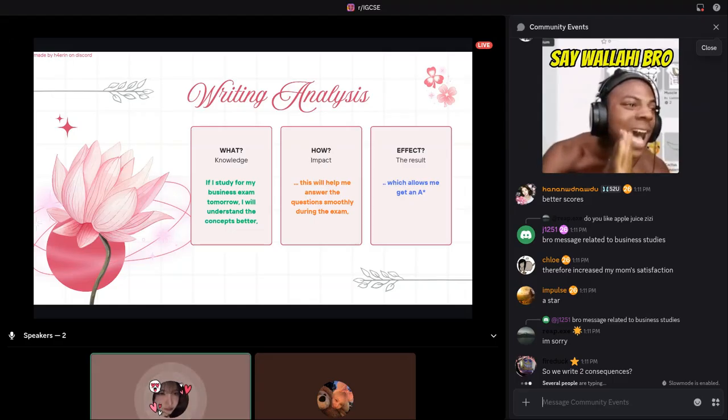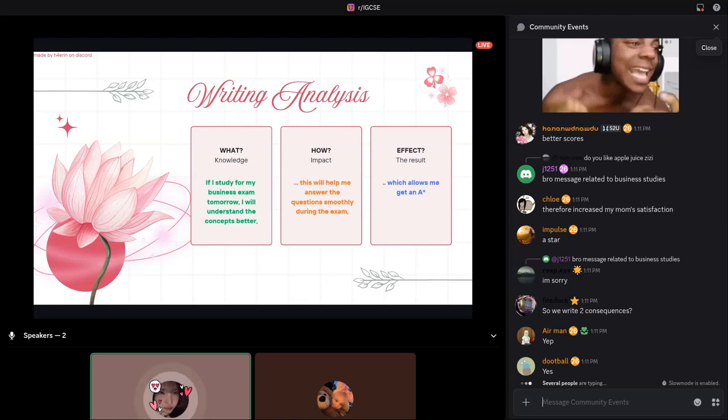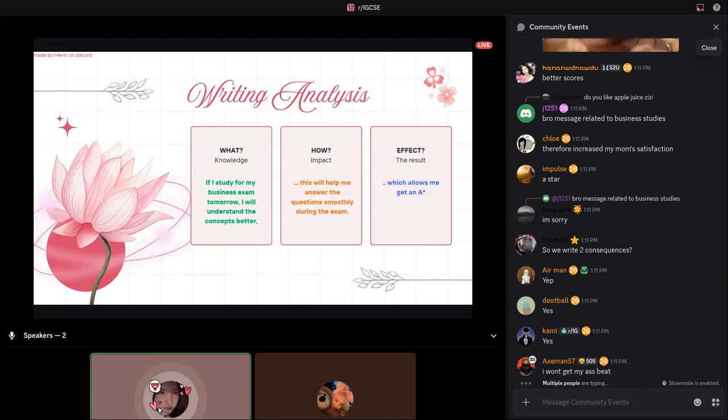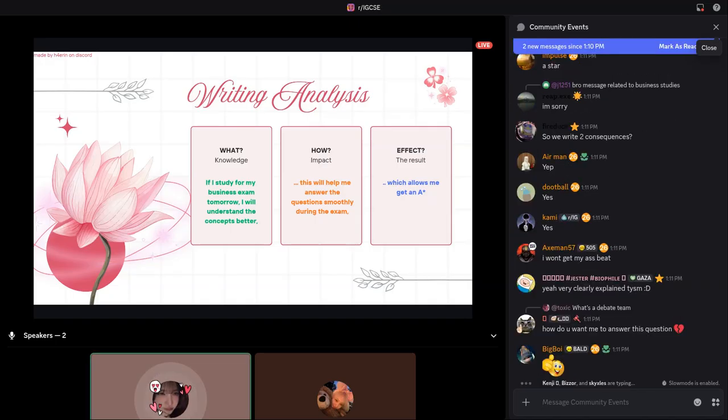Does this clear up analysis for everyone? Yes, because in 8 marks, you would need further analysis. Using further analysis in 12 marks is also recommended to get it L2 or level 2. All right, so let's move on.